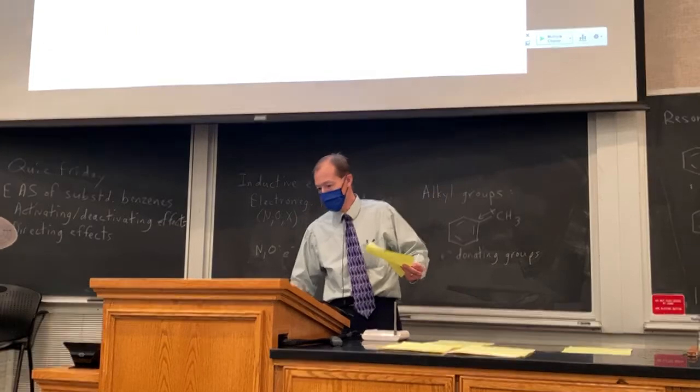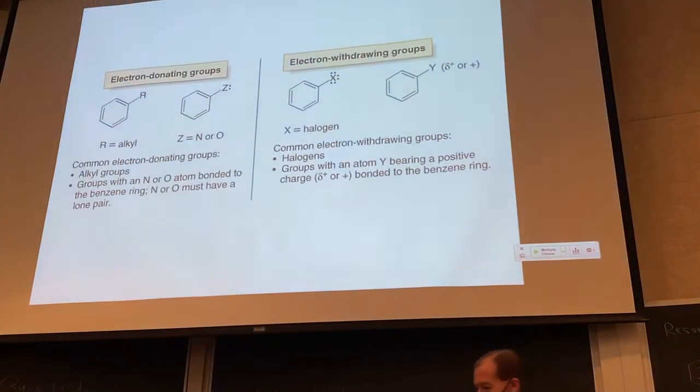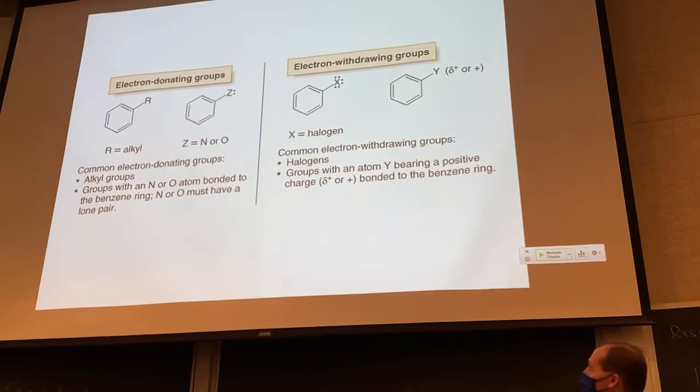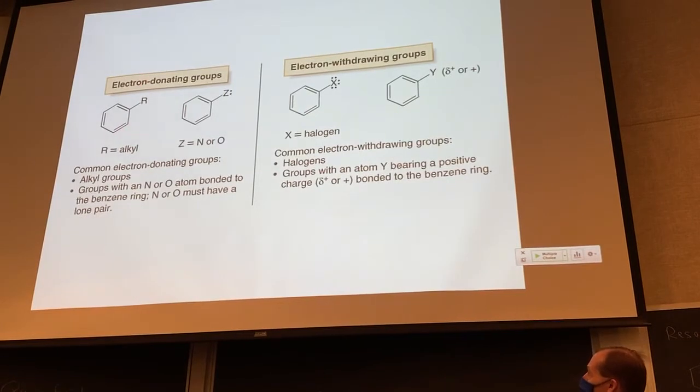There's a nice summary from the book showing this to you. Donating groups are alkyl groups, or groups that have a nitrogen or an oxygen with a lone pair. Withdrawing groups have a halogen, or they have an atom with a positive or partial positive charge on the benzene ring, which usually is part of a double bond. Okay?